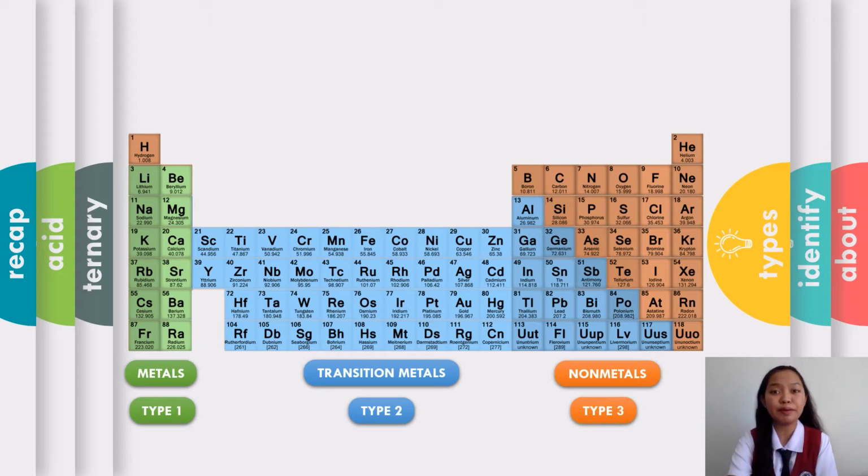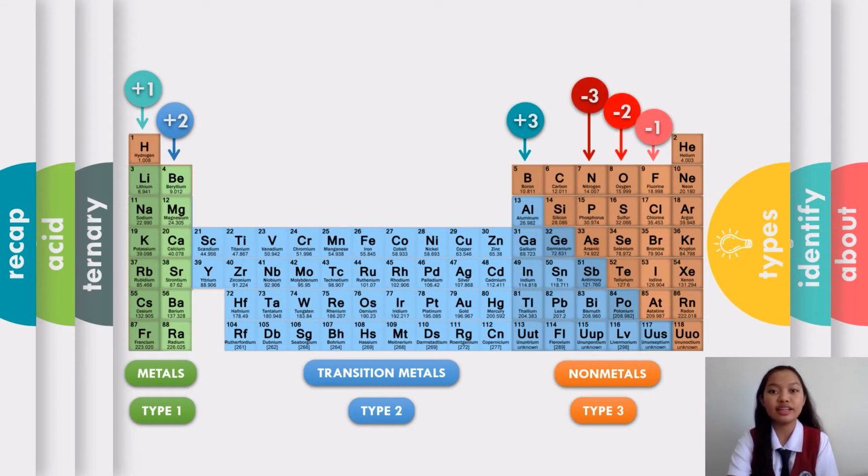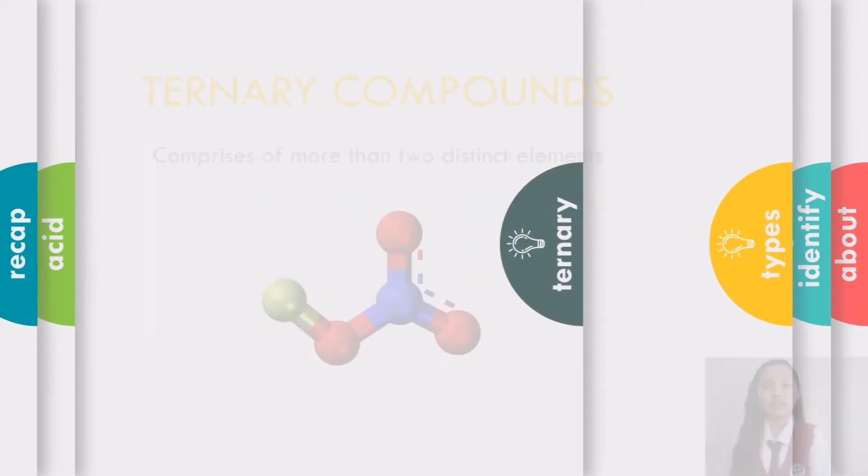It is also important to remember the charges of elements, starting off with positive 1 on group 1, positive 2 on group 2, positive 3 on group 3. On the other side, we could find the negative charges. Starting off with negative 1 on group 17, negative 2 on group 16, and negative 3 on group 15. You can take a screenshot now to help you remember this.